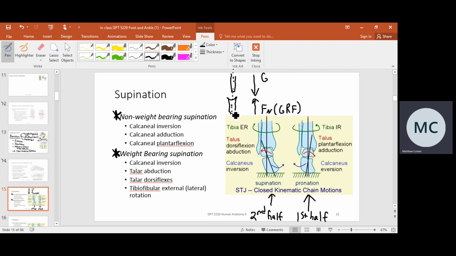Do you want an example of that? Try walking around the building for a day with your knees bent for the entire day. Good luck, you're going to get sore. Okay, but I have to understand how that system works. And I want to spend a lot of time on supination and pronation because it's going to have ramifications all the way up the chain. Okay, any questions on supination?